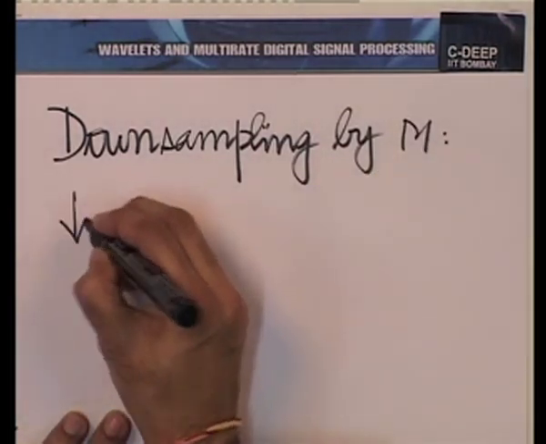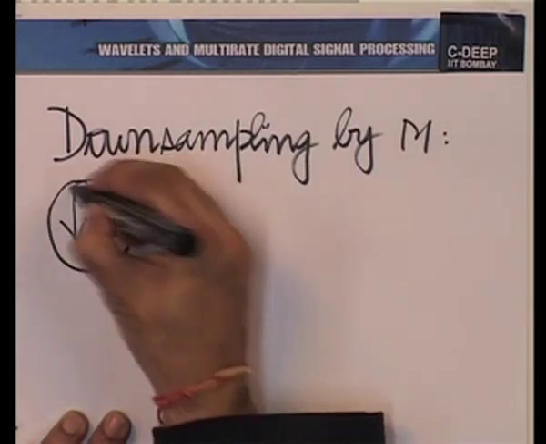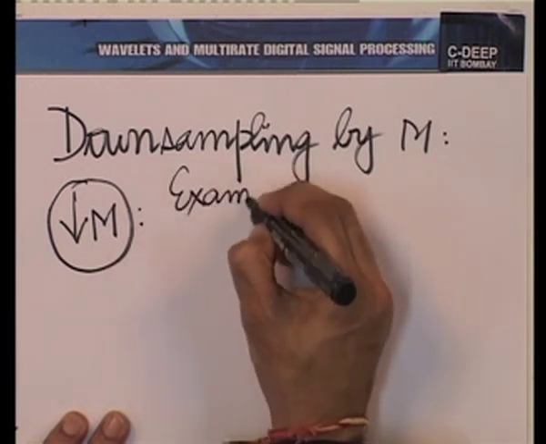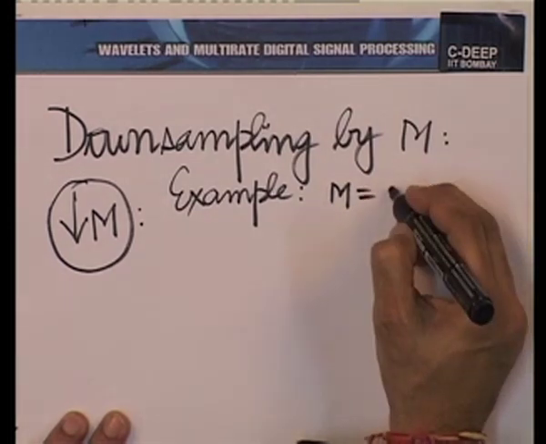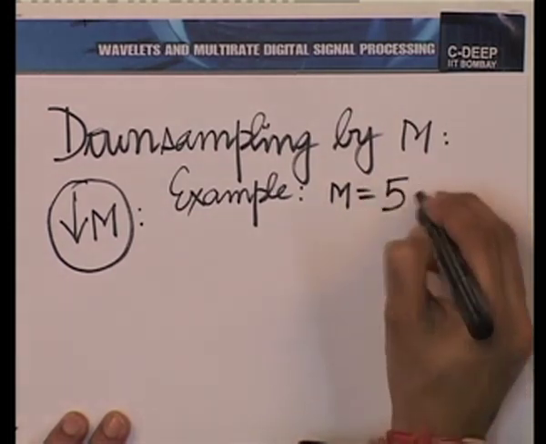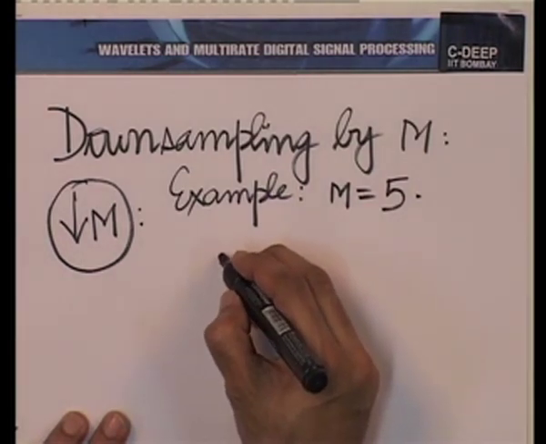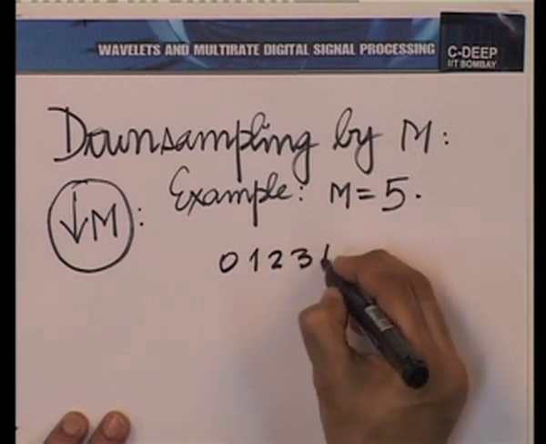Which of course we denote by down followed by m. So, let us again take an example for clarity. Suppose we take m equal to say 5, to bring in some variety. So, I have these samples here 0, 1, 2, 3, 4.